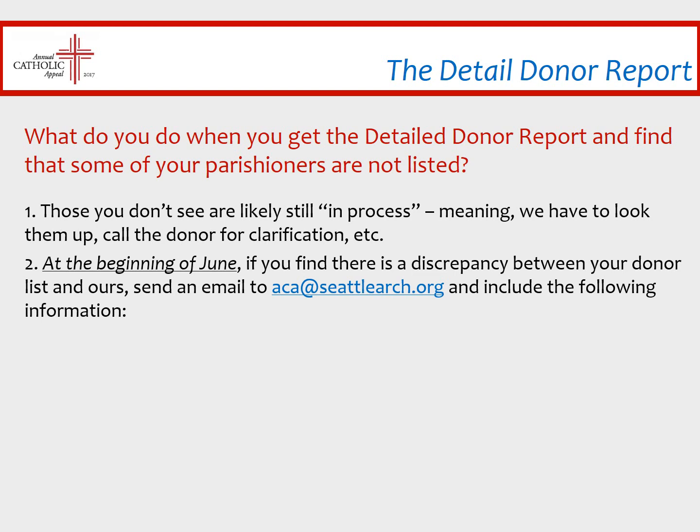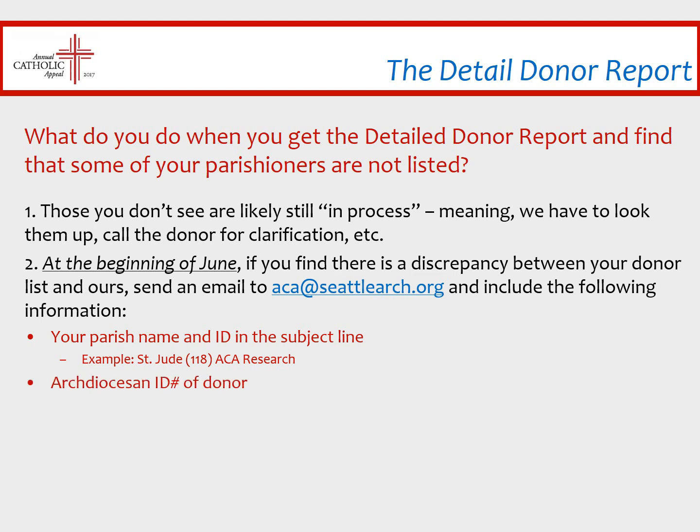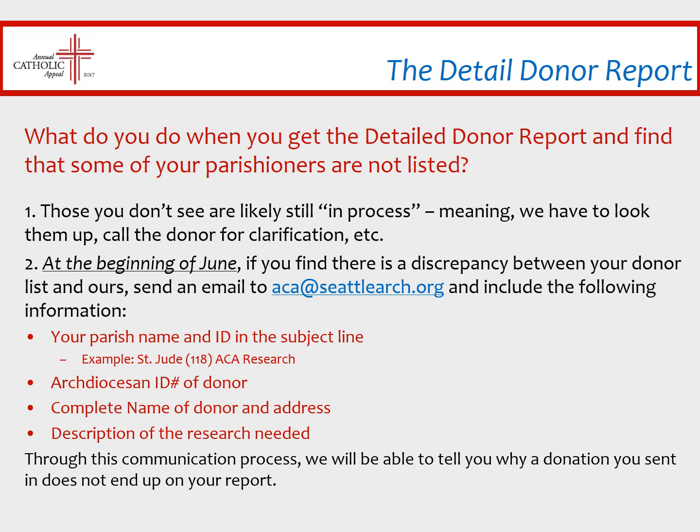However, at the beginning of June, if you find there's a discrepancy between your donor list and ours, send an email to aca@seattlearch.org and include the following information. Your parish name and ID in the subject line, so for example, St. Jude 118 ACA Research; the Archdiocesan ID of the donor in the body of the email, the complete name of the donor and address, and a description of the research needed. Through this communication process, we will be able to tell you why a donation you sent in does not end up on your report or isn't on it yet.